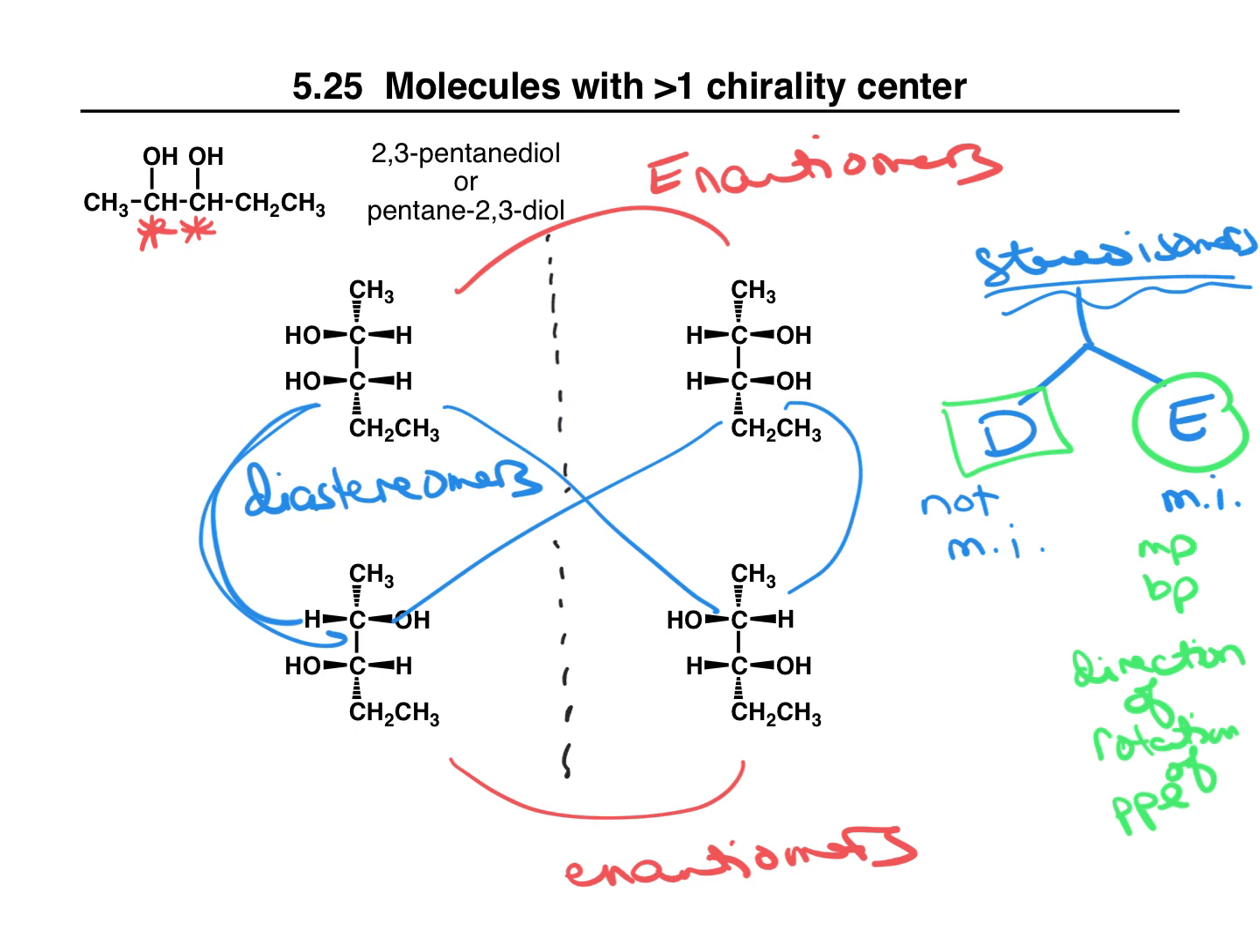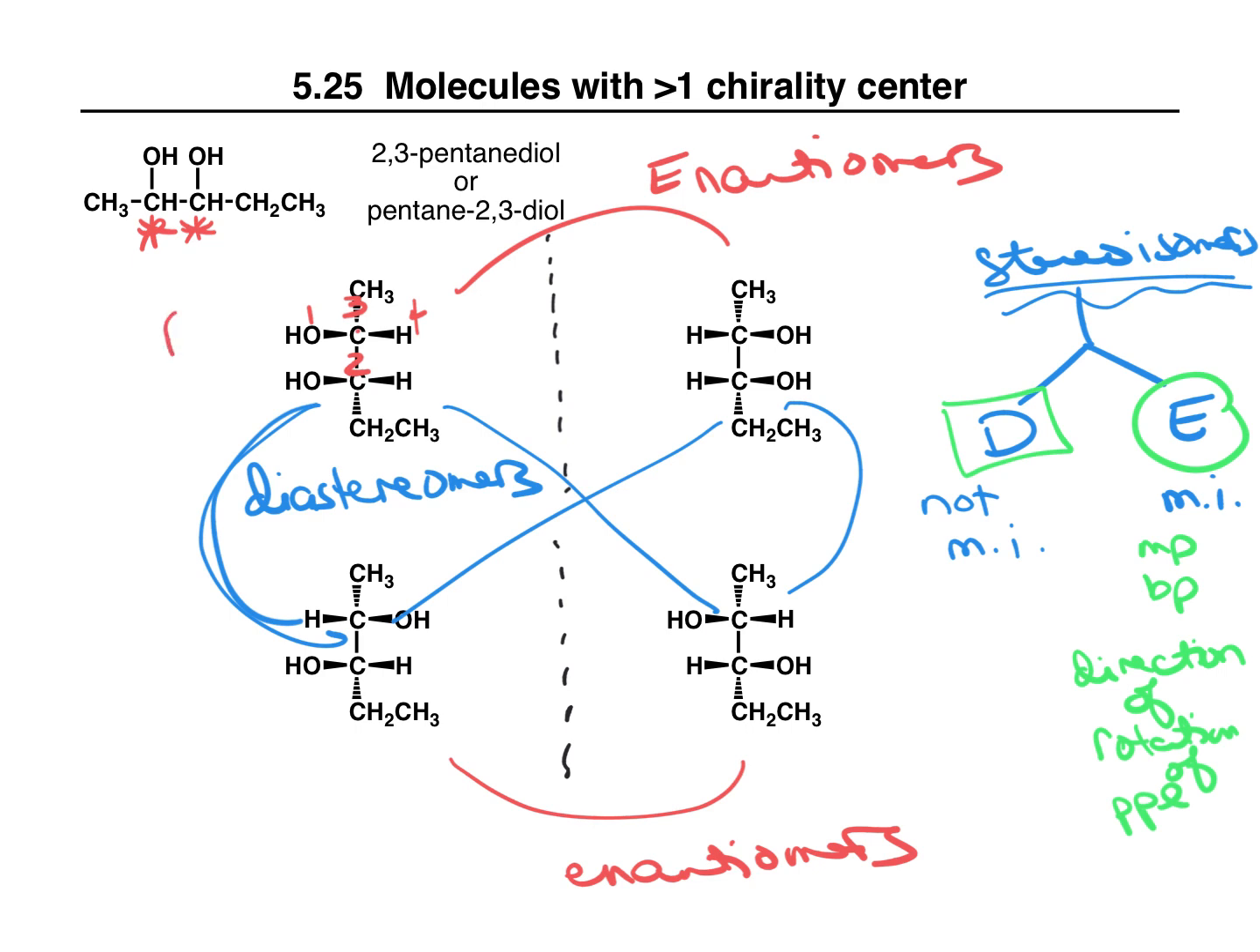Before we move on, let's also take a look at the RS configuration of these compounds. So if we're looking at this carbon, the oxygen has priority 1 and the hydrogen is priority 4. Then we're looking at this carbon compared to this carbon. This carbon is connected to CHO. This carbon's connected to HHH. So this one has higher priority than this one. So this would be priority 2, and this is priority 3.